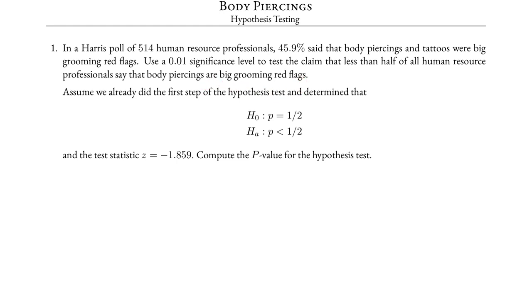Assuming we already did the first step of the hypothesis test and determined that the null hypothesis is p equals 1/2, the alternative hypothesis is p less than 1/2, and also we did the second step when we found the test statistic z equals negative 1.859. This is the left tail one side test with the z test statistic negative 1.859. In this particular problem, we only need to compute the p-value.